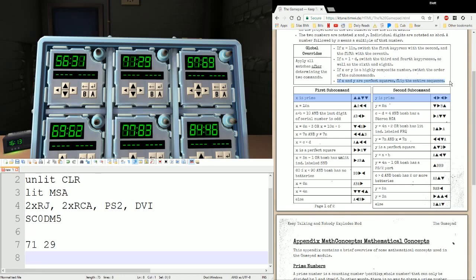29 is not a perfect square, neither is 71. No prime will be a perfect square. So none of the global overrides apply. So these are my commands as they are.